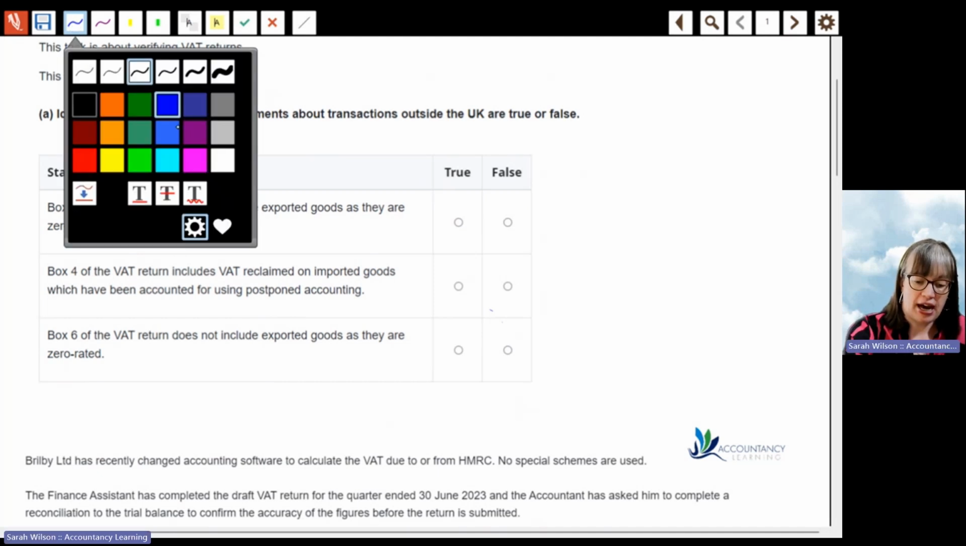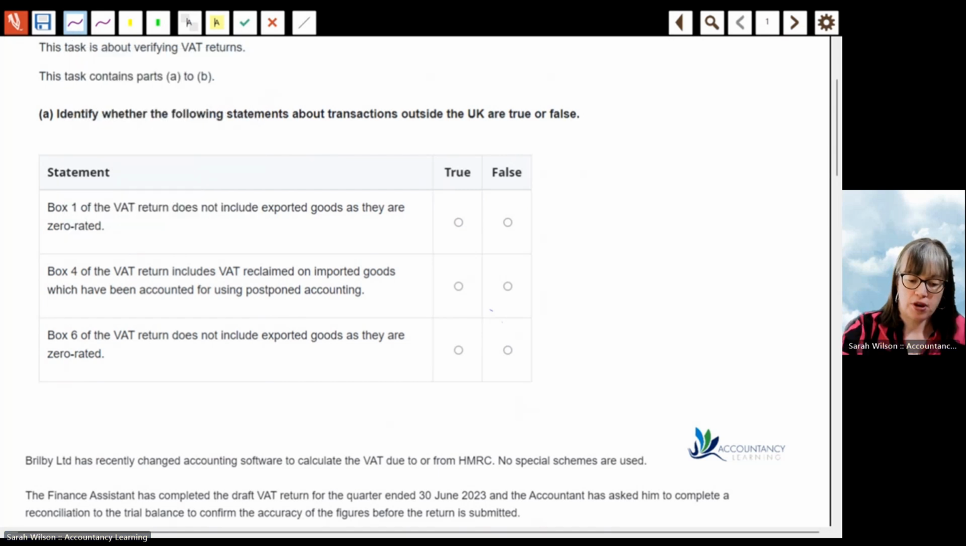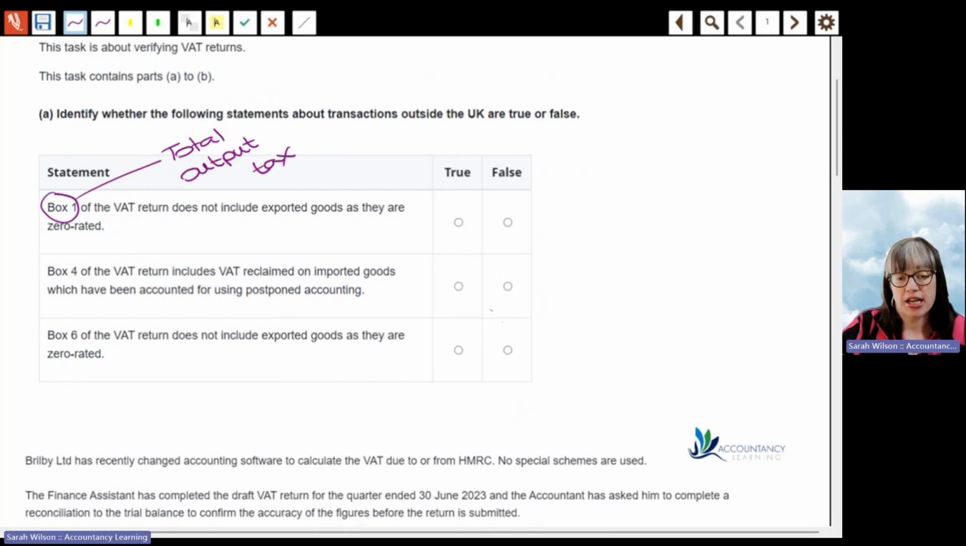So the first statement that we have is box 1 of the VAT return does not include exported goods as they are 0 rated. So box 1 is the total output VAT. So because exported goods are 0 rated, effectively they're not included because the VAT would be 0. So it isn't going to affect the total of box 1. So therefore that answer will be true.